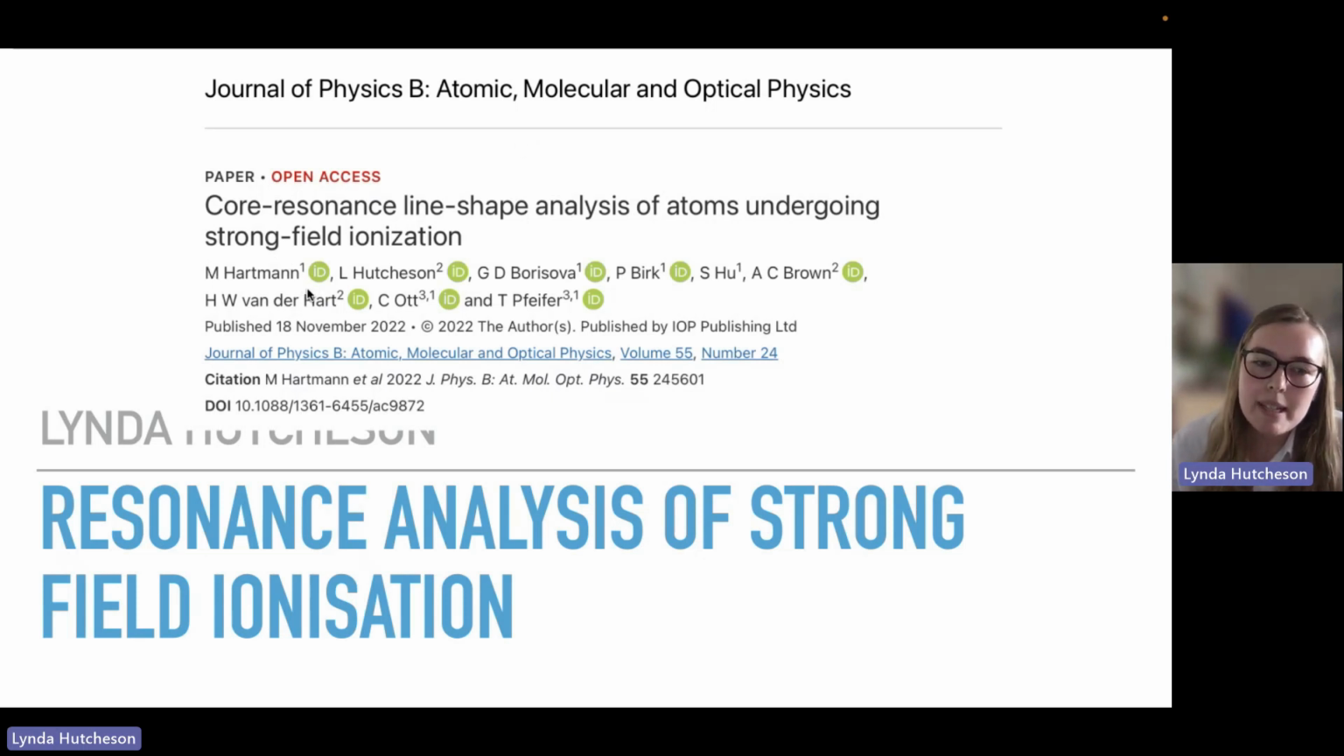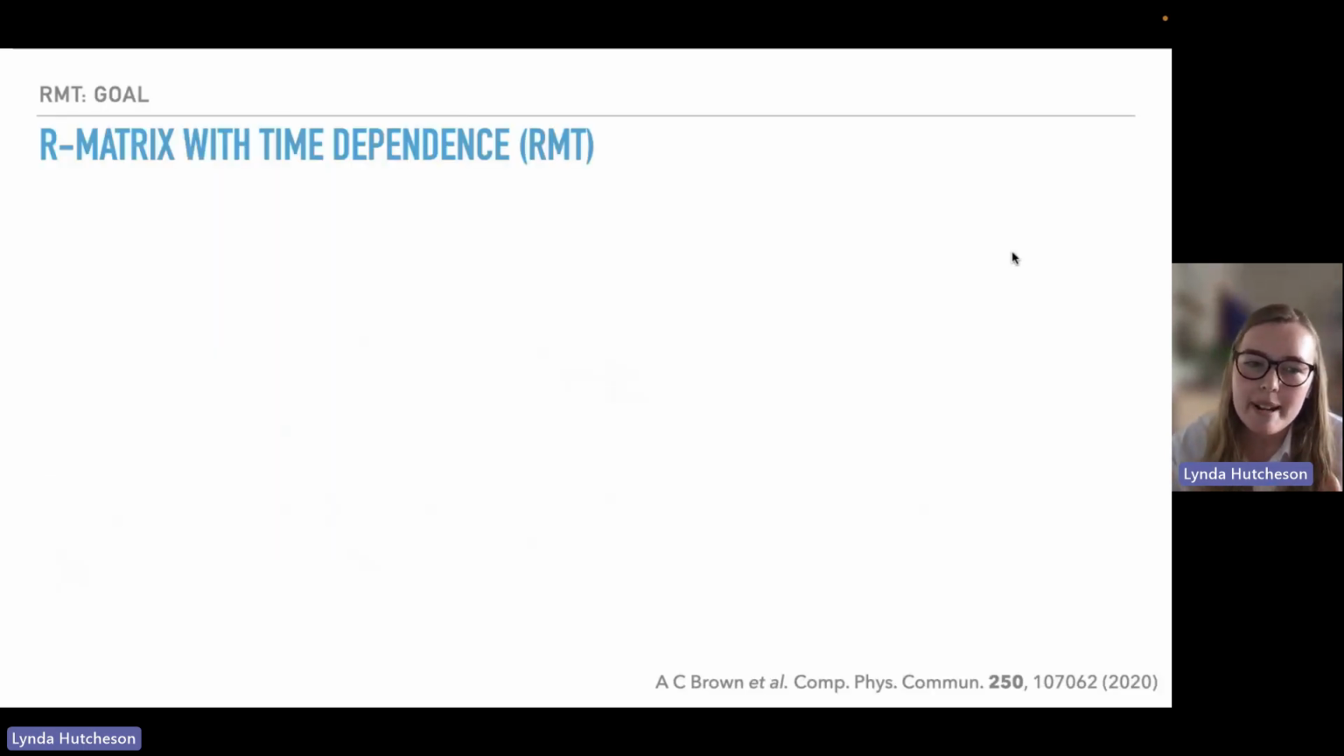Max was the lead in experiment, and I was lead in theory. That involved running some RMT simulations, or R matrix with time dependence. Hugo gave a really good overview of RMT on Wednesday, but I'll give a brief overview here just so we're all on the same page. The goal of RMT is to look at laser matter interaction, and the way we do that is to solve the time-dependent Schrödinger equation without making drastic simplifications such as modeling a single electron or using a one-dimensional system. We solve the time-dependent Schrödinger equation for a multi-electron system in field, in 3D.